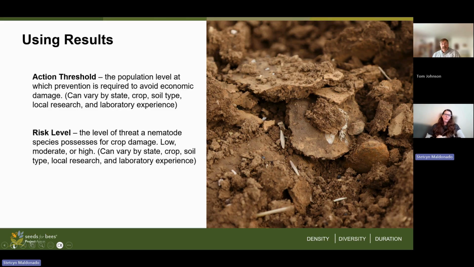As far as risk levels, this isn't about the population, this is about the type of nematode. So some nematodes can have low, moderate, or high risk, and this will also vary by those same factors, state, crop, soil type, and so forth, and also by lab.